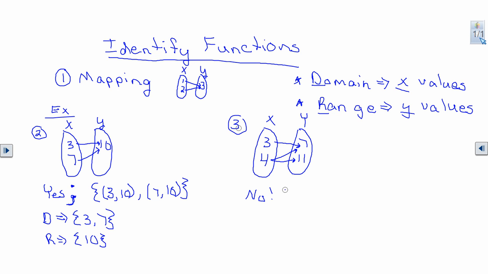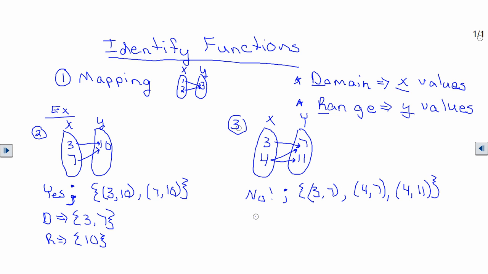I can still give you a set of points though. 3 goes with 7. 4 goes with 2 things. I'm going to have to list it twice. 4 goes with 7, and 4 goes with 11. There are 2 different points on that graph where x is 4.